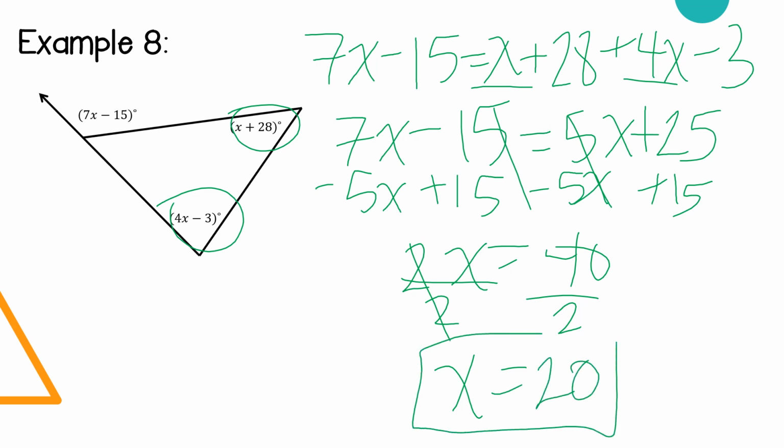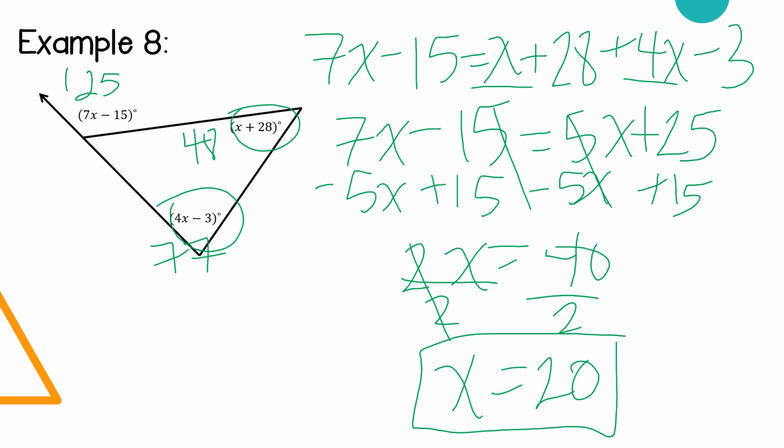And again, like example 7, if you want to make sure that you've done this right, you can plug it back in. Do 7 times 20, which is 140, and 140 minus 15 is 125. And then if I put it in for the top angle, 20 plus 28 is going to be 48. And if I do 4 times 20, that's 80, and 80 minus 3 is 77. And then just double check that 48 plus 77 is 125, and it is, so we are good.